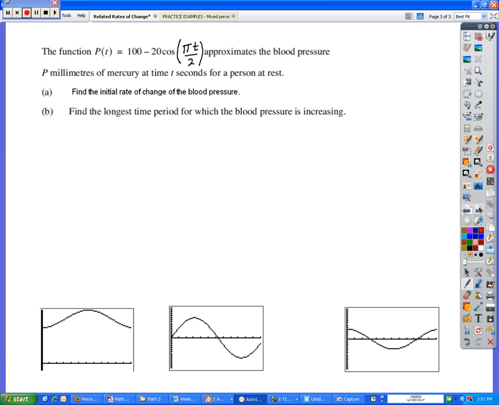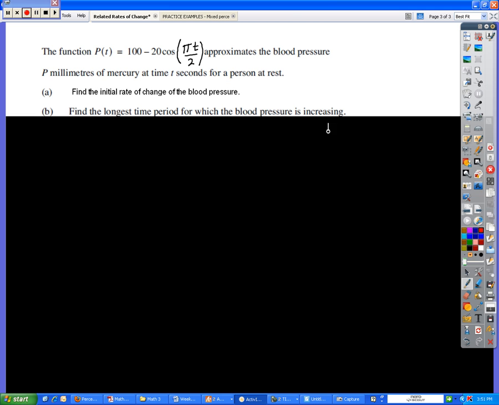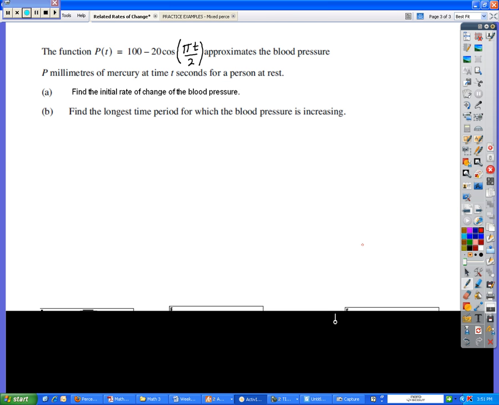Alright, now let's have a look at a little bit trickier one. Oh, I'm just going to cover these up for a minute. Alright. We have a function P(t) which approximates the blood pressure. We've got P millimetres of mercury at time t seconds. So our quantities that are being compared, we've got the blood pressure of P millimetres at time t seconds. Right, so find the initial rate of change of blood pressure.